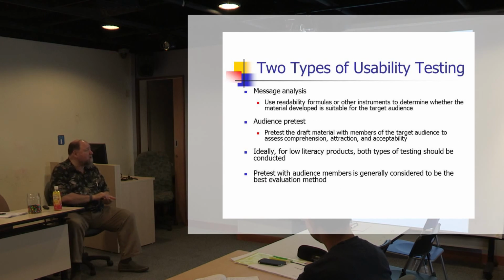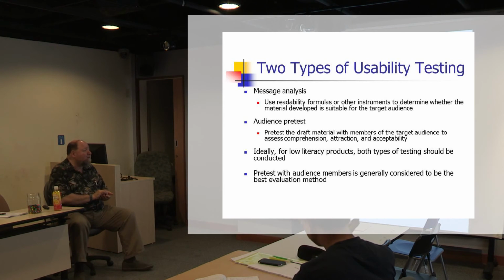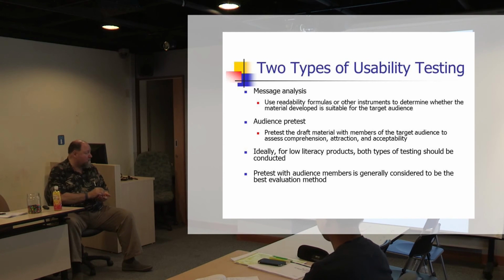So there's two types. There's the message analysis type, and that's what you've been doing, streaming. It looks at the readability formulas, it looks at audience responses. And then there's audience pretest, where you pretest draft material, assess comprehension, attraction, acceptability. Actually, I think you'll probably be doing both of those. Ideally, for low literacy products, both types of testing should be conducted. Pretest with audience members is generally considered to be the best evaluation method.